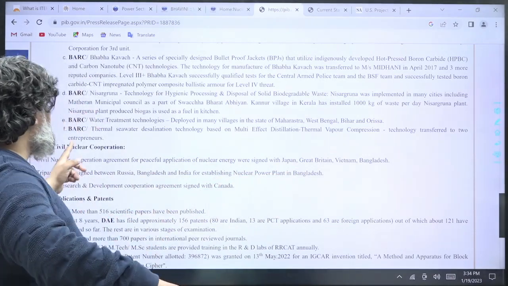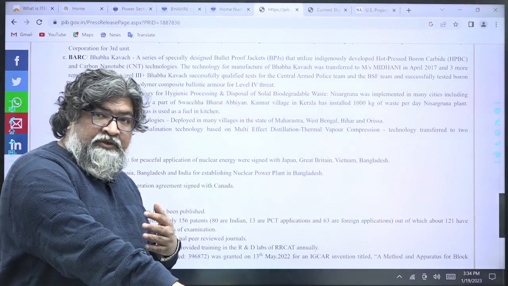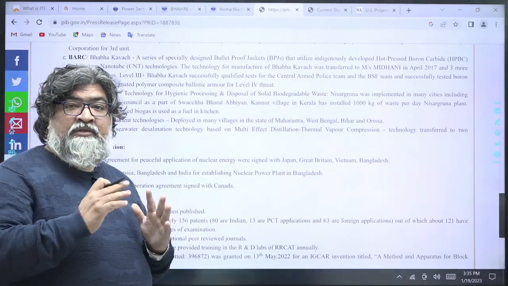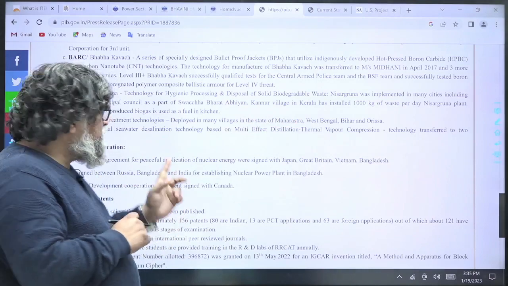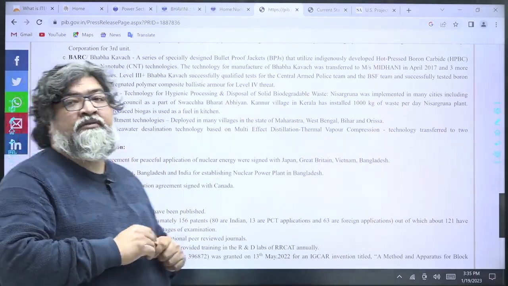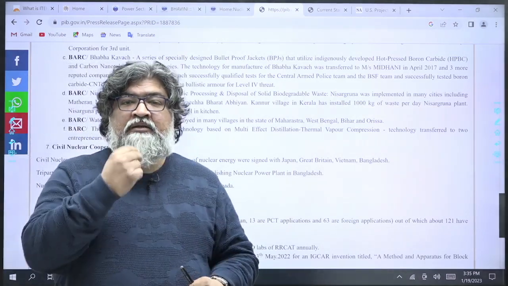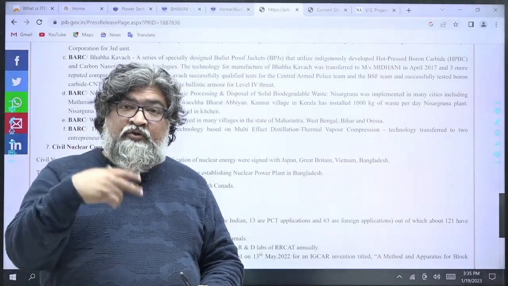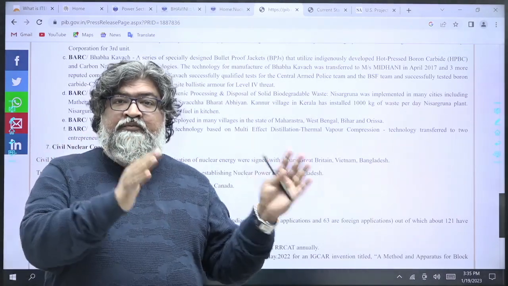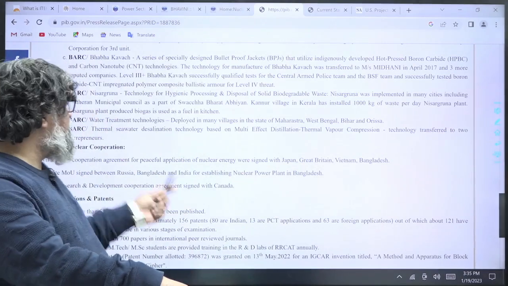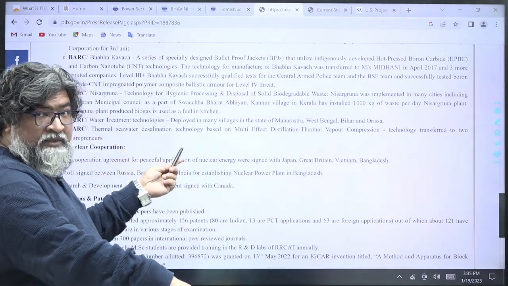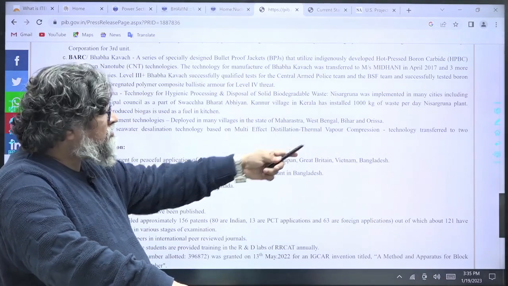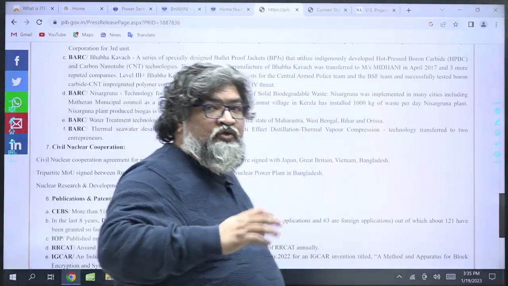Now another thing which is given here, water treatment technology. Bark scientists developed water treatment technology which has been given in the states of Maharashtra, West Bengal, Bihar and Odisha, which can remove heavy metals, toxic chemicals from water. Then given there, thermal seawater desalination technology, another thing here. Coastal areas, islands which require pure water, drinking water, potable water, desalination plants. So that technology using nuclear science and technology, desalination plant, this has been given to the coastal site. So here is what is given here, thermal seawater desalination plant technology based on multi-effect distillation thermal vapor compression technology transferred to two entrepreneurs, two startup companies.